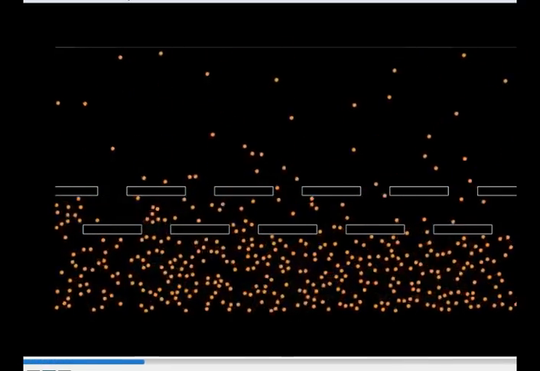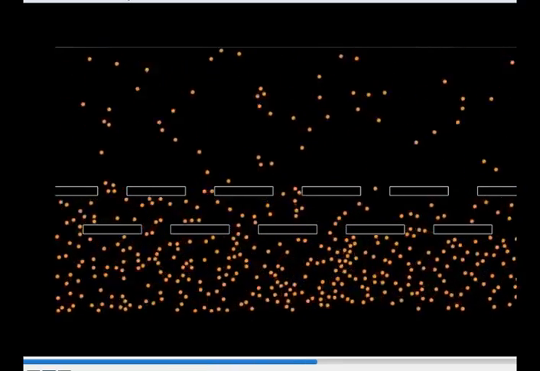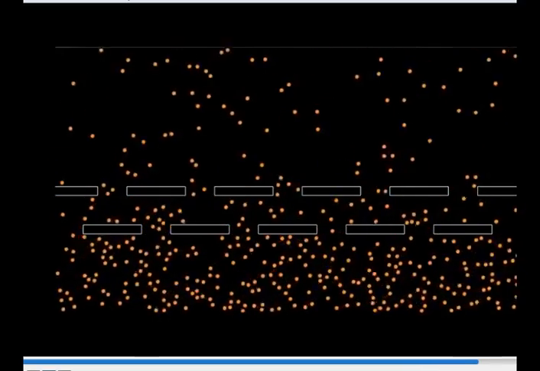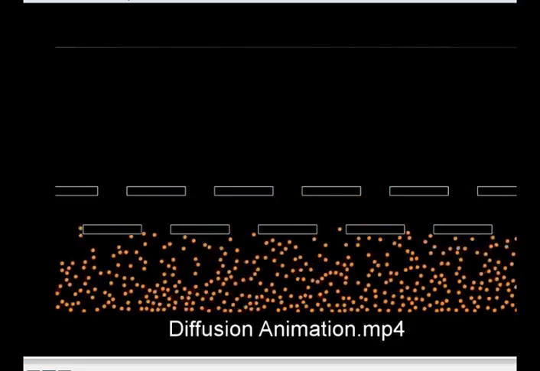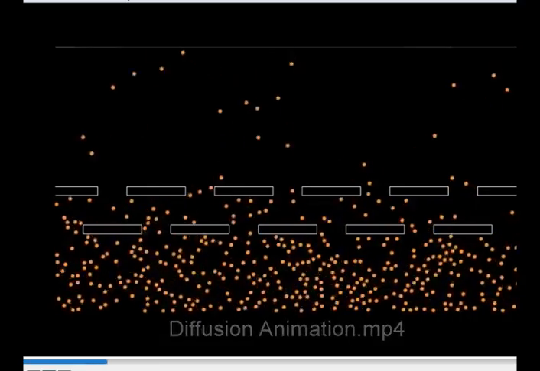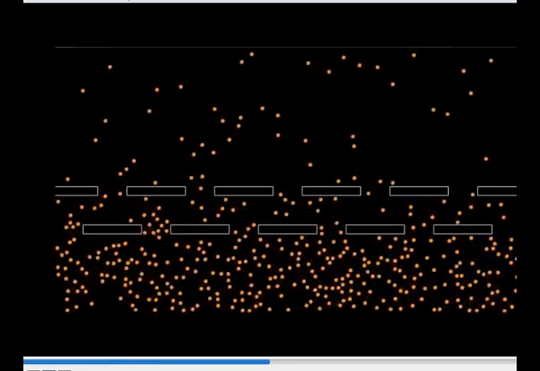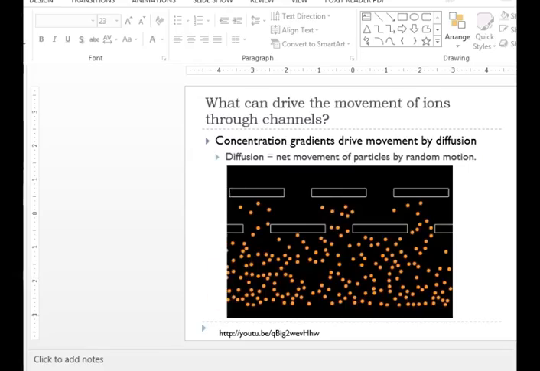So each particle is moving randomly. What we're interested in is what's the net movement of all those particles. And so that's basically looking at the number that are going from the high concentration to low concentration, minus the ones that are going from the low concentration to the high. So we're interested in that net movement whenever we're talking about diffusion across a membrane. Does that make sense, more or less? I think that's kind of a critical concept.